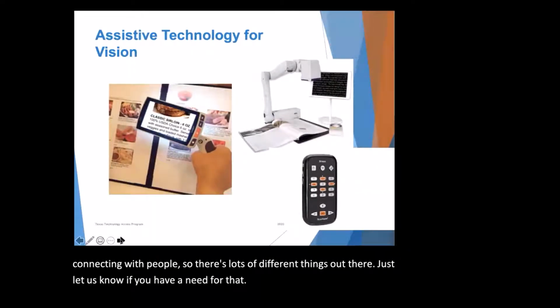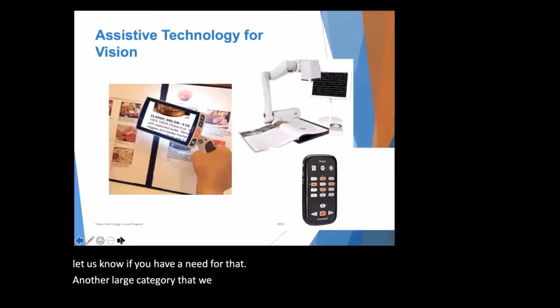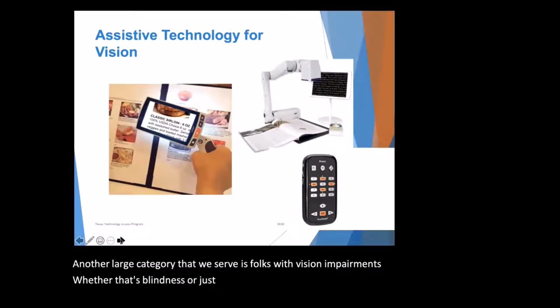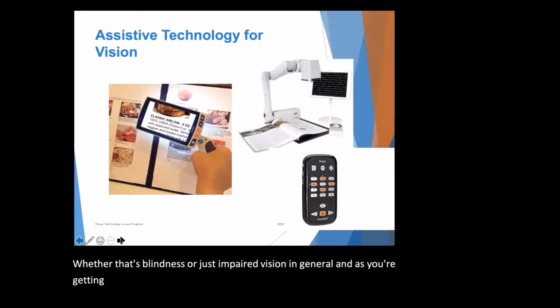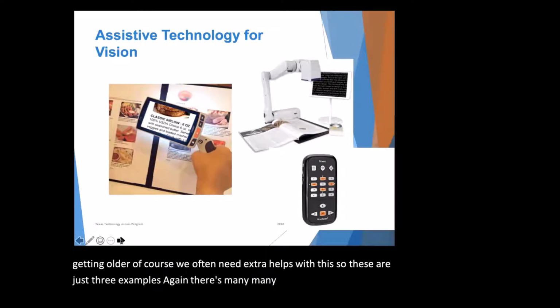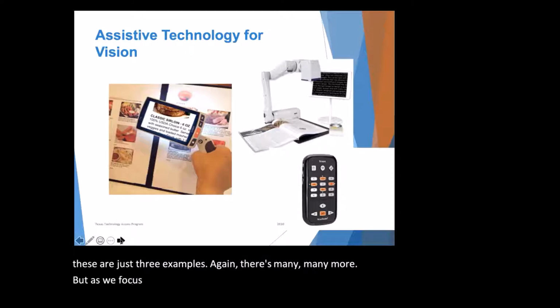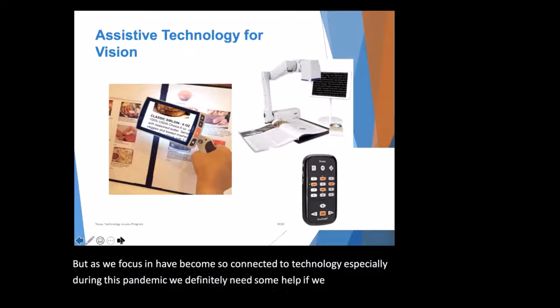Another large category that we serve is folks with vision impairments, whether that's blindness or just impaired vision in general. And as you're getting older, of course, we often need extra help with this. So these are just 3 examples. Again, there are many, many more. But as we have become so connected to technology, especially during this pandemic, we definitely need some help if we have vision issues in order to be connected to people.